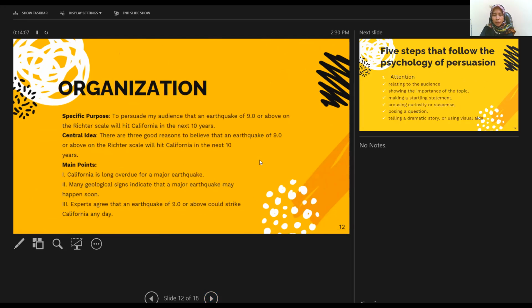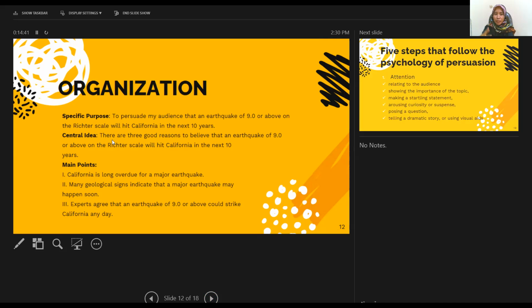Kemudian this is the example on how to organize. The first one, you got to decide the specific purpose. For example, to persuade the audience that an earthquake of 9.0 or above on the Richter scale will hit California in the next 10 years. Central idea, there are 3 good reasons. Nah, central idea ini semacam nanti yang bisa kalian turunkan ke dalam main points. There are 3 good reasons. Ada disebut 3 di situ.